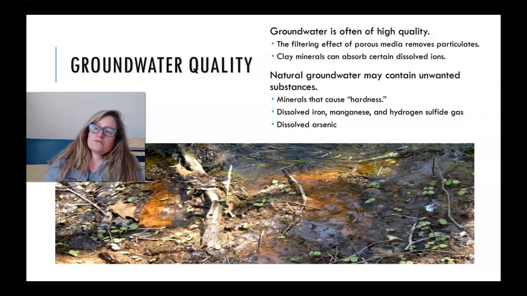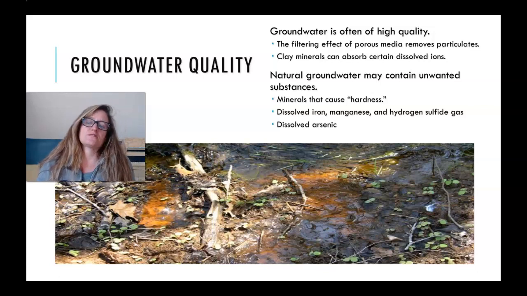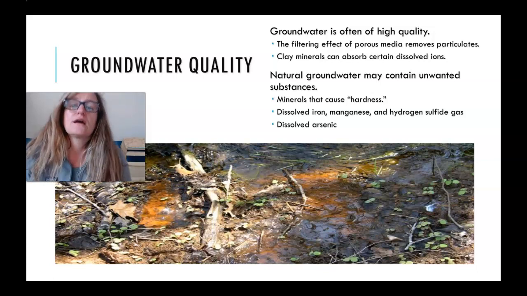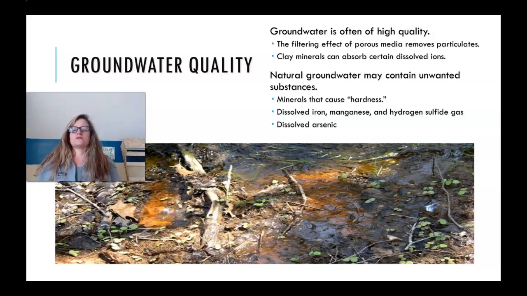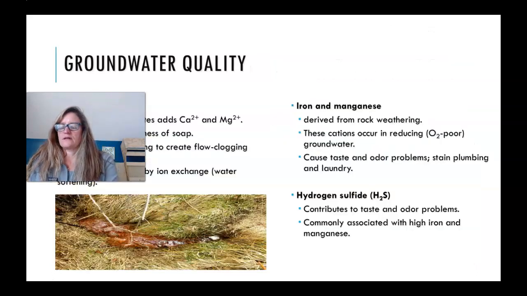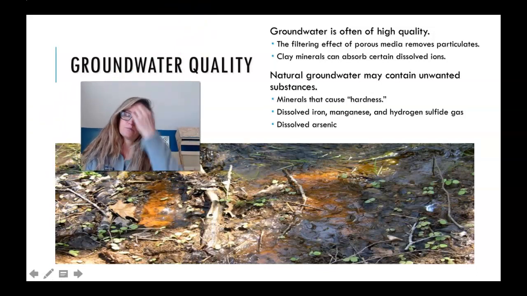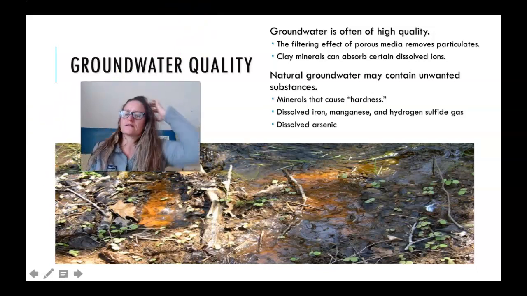There are some minerals that will get dissolved in the water. One of those is calcium carbonate. It gives water what we call hard water. And that hard water makes the water a little weird. Maybe it doesn't bubble as much. I think I have a slide on that. Yeah, there it is. So we'll talk about it next slide. Dissolved iron, metals like manganese, iron, hydrogen sulfide gas can get in the water, and also arsenic. Those are naturally occurring contaminants, unwanted substances that get in the water.